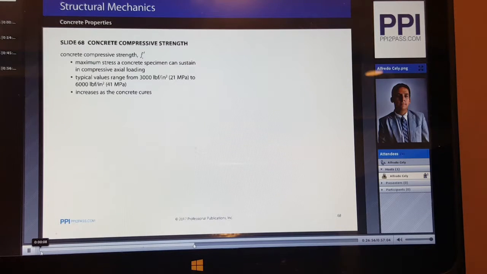F prime c is determined by testing concrete cylinders. Typically, the design strength of the concrete is specified at 28 days. However, cylinders are often tested at 3, 7, or 14 days. A typical 7-day concrete break strength is about 70% of the 28-day break strength. While the concrete strength may increase with time, the increase levels off at approximately 28 days. So you can see that the strength versus time curve will flatten out after your first month.